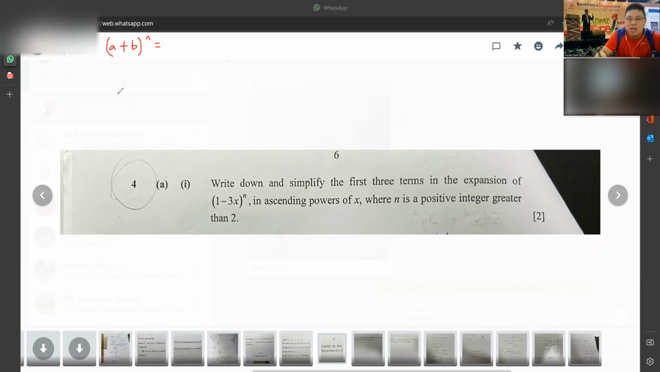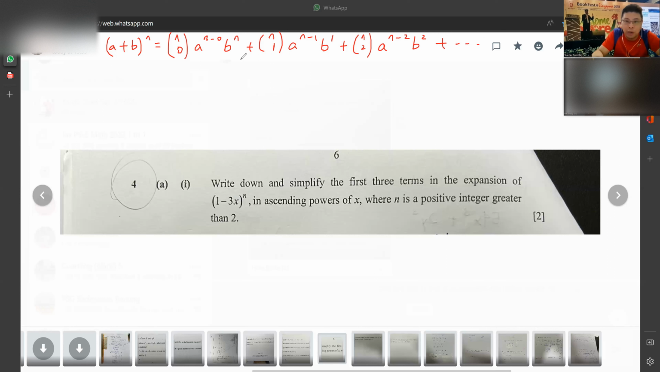Okay, I'm going to write out the formula here. Actually, the formula you need to quite memorize, though it's given. But this formula is quite easy to remember. nC0, a power n, b power 0. Then nC1, a power n minus 1, b power 1. Then nC2, a power n minus 2, b squared. They just want the first three terms, right? I got my first three terms already.